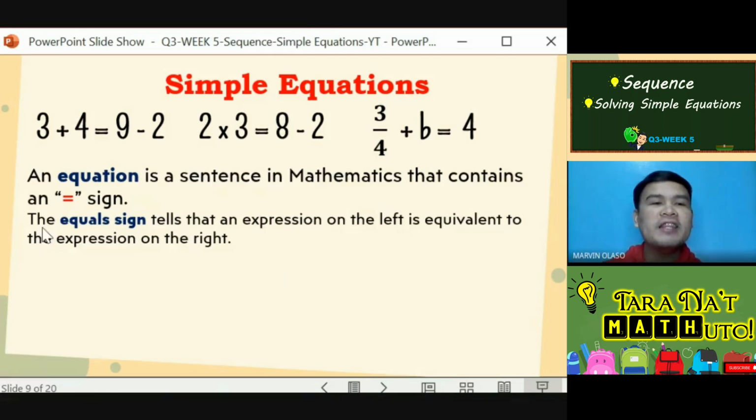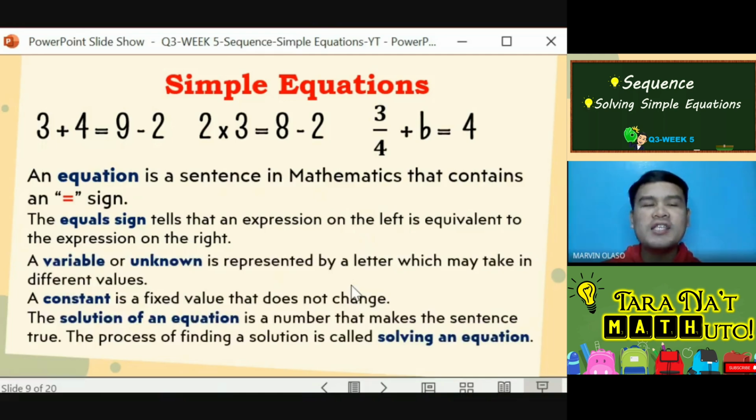Ang ibig sabihin niyan, the equal sign tells that an expression on the left is equivalent to the expression on the right. So, ibig sabihin, 3 plus 4 equals 7, yung 9 minus 2 equals 7 din. Ito yung tinatawag na expression, no? 3 plus 4 is an expression. Pero kapag meron na siyang equal sign, ang tawag na natin dyan ay equation.